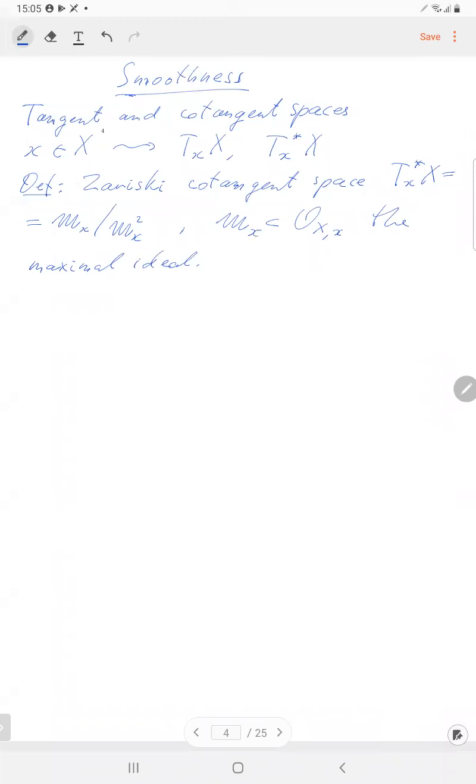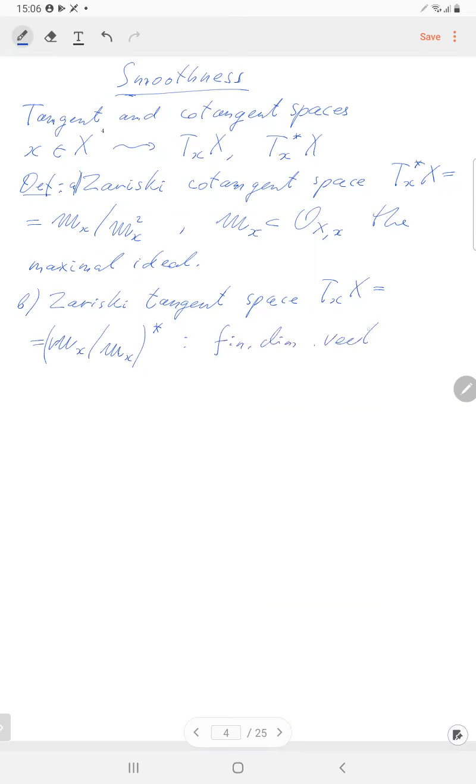Okay. And well, I may immediately give the second definition. The Zariski tangent space is just the dual one. Certainly, it's a module over the base field, so it's just a vector space over the base field, so you can dualize it. Finite dimensional vector space over our base field K.